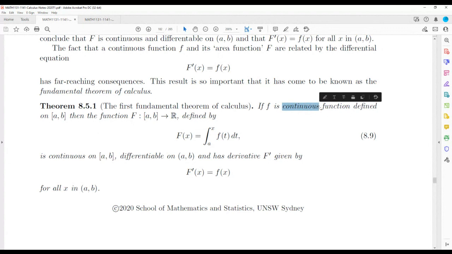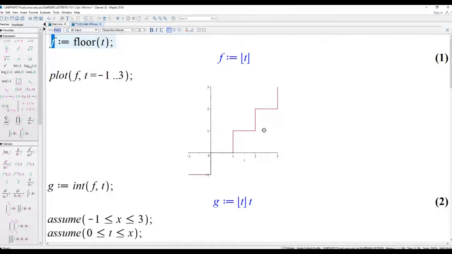Let's look at the floor function. Is the floor function continuous? The floor function is not continuous. You've got these jumps. Okay? So the floor function is not continuous. This function here is not a continuous function, so it doesn't satisfy the conditions of the first fundamental theorem of calculus. Okay?